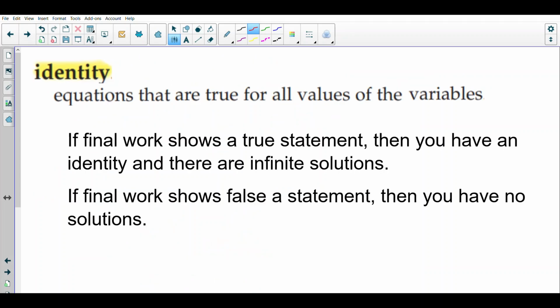Next, we've got to talk about what an identity is. Identities are equations that are true for all values of the variables. So as you're working through the problem, if your work shows a true statement, then you have an identity and there are infinite solutions. If the work shows a false statement, then you have no solutions. By a true statement, we mean the sides are the exact same. Both sides are the same. On the other hand, if it's a false statement, that means like 3 equals 7. Well, that's not true. That's false. 3 does not equal 7. 3 equals 3 would be a true statement.